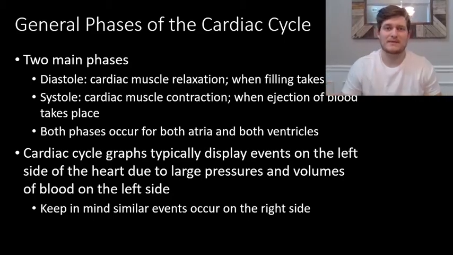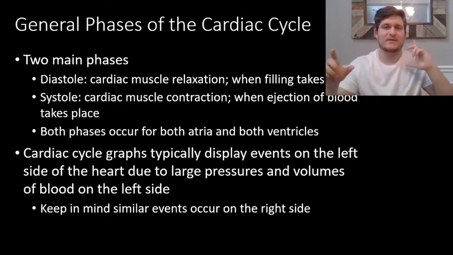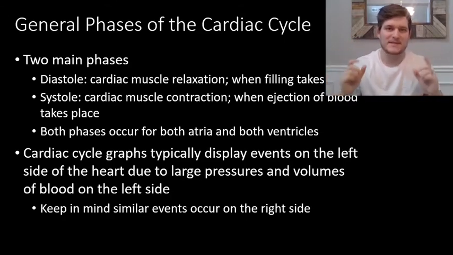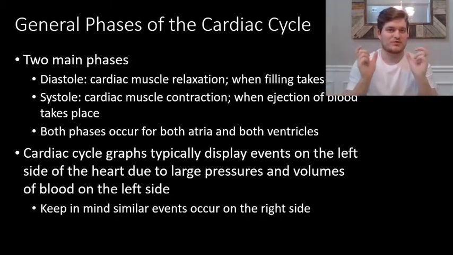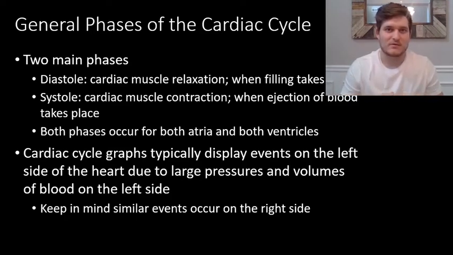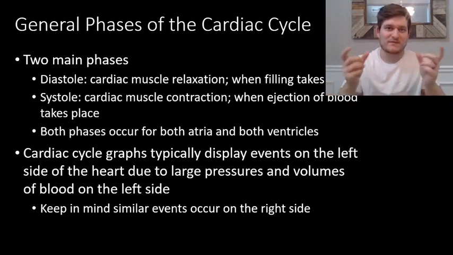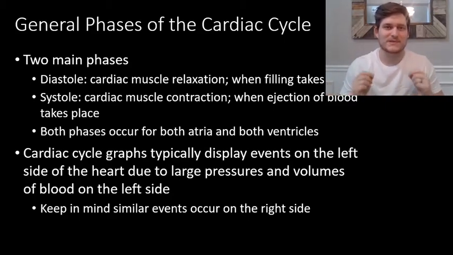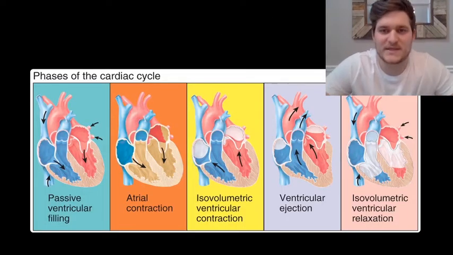But keep in mind that as the cardiac cycle goes on, what we are seeing is that both the left and the right side are going to have the same phases. So the atria are going to contract together, the ventricles contract together. So even though the left side is producing more pressure when it comes to ejecting blood out to the rest of the systemic circulation, these phases are occurring at the same time for both the left side and the right side.